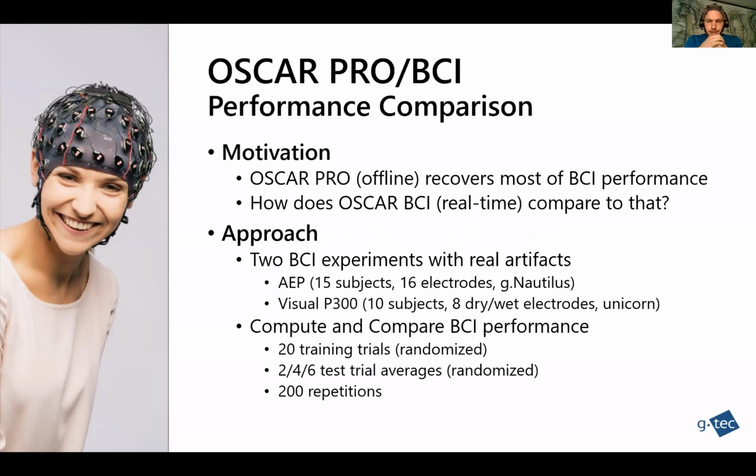In terms of data sets, we had auditory evoked potentials and visual P300, a Speller experiment, with 15 and 10 subjects. The auditory evoked potentials were recorded with g.HIsys and 16 electrodes, so kind of a device like this. And the visual P300 Speller experiment was recorded with the Unicorn, with dry and with wet electrodes. Again, we used the same classification scheme. We had 20 training trials randomized, 2, 4, and 6 test trial averages, also randomized, and 200 repetitions.